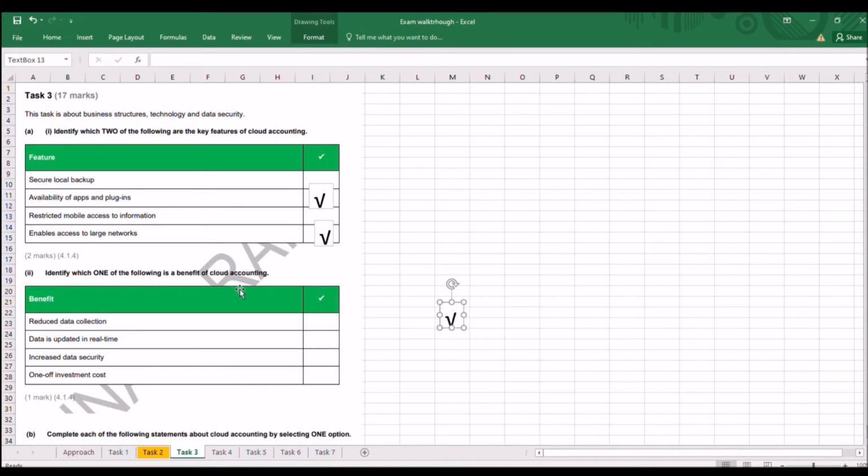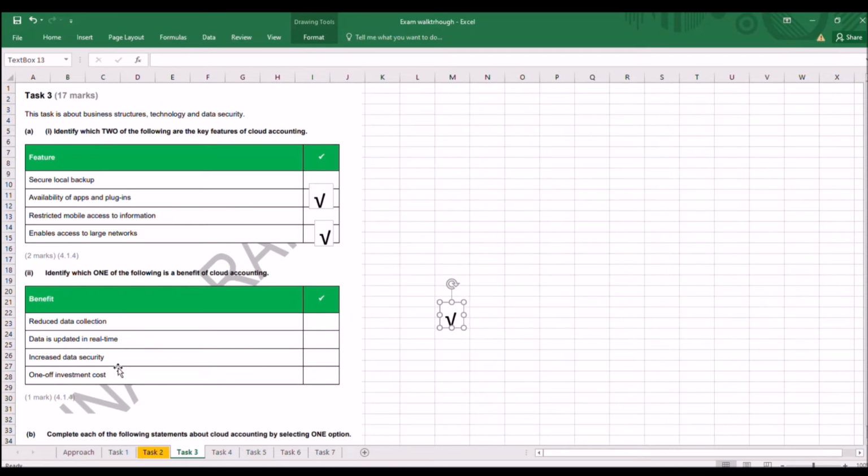Identify which of the following are the benefits of cloud accounting. Reduce data collection. It doesn't make a difference, really. I don't know, there's no relevance here. Data is updated in real time. That's definitely an advantage of the cloud, that we're all working on the same data, updated in real time across the internet.